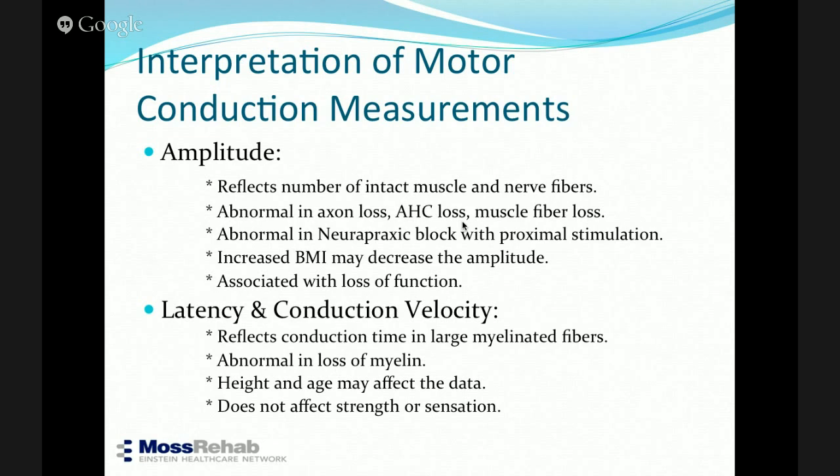Latency and conduction velocity, say if there is only abnormality of conduction velocity with no change in amplitude, it does not affect the strength. So the more useful thing always to think about is the amplitude, not as much conduction velocity. It's an epiphenomenon, that's all. It really is not what affects the function. Amplitude affects function, not the conduction velocity generally.